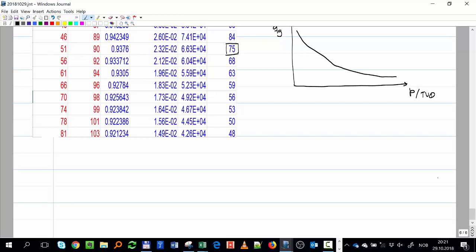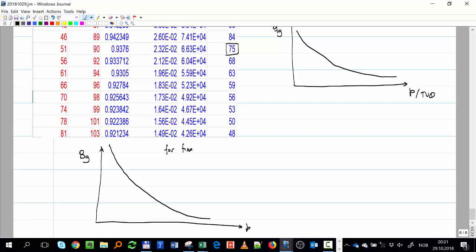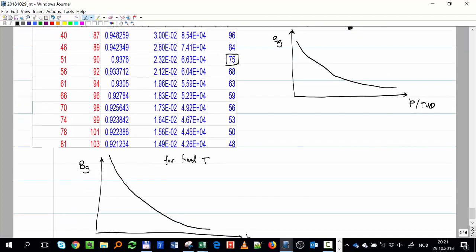The next thing I wanted to make a comment on is BG, how BG behaves, and that's a classical plot you probably covered in reservoir engineering. BG, if you plot it with pressure, has basically the same behavior as the rate. It's an exponential type behavior going down, and that's for fixed temperature. In this case, temperature is also changing, so it won't follow exactly the same line, but it has more or less the same trend.